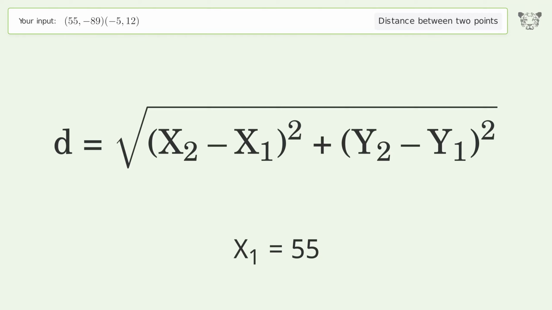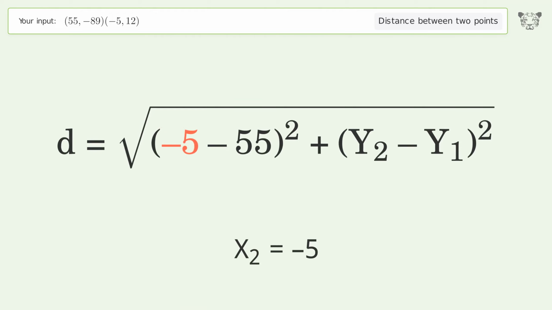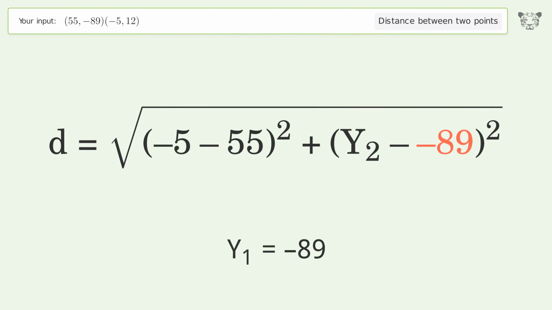x1 equals 55. x2 equals negative 5. y1 equals negative 89. y2 equals 12.